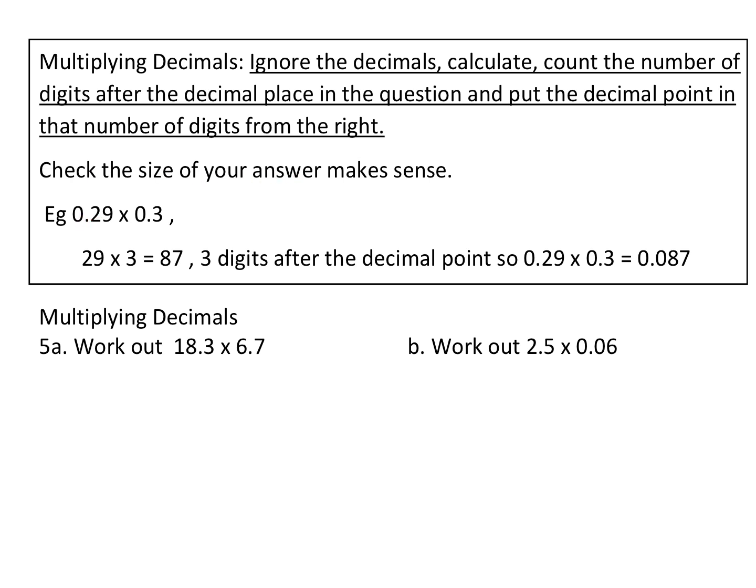So if you had 0.29 times 0.3, ignoring the decimals, that would be 29 times 3, which you can work out to the side to be 87. Then the question has 1, 2, 3 digits that are after the decimal point. So our answer has to have 3 digits after the decimal point. And if it's 87, we need 3 digits, so we'd make it 0.087.